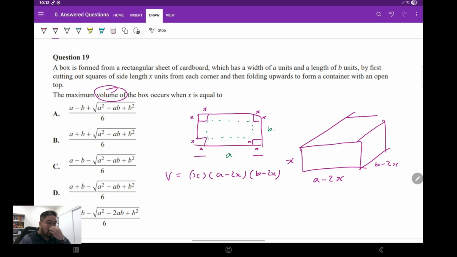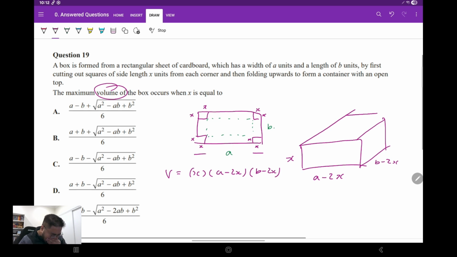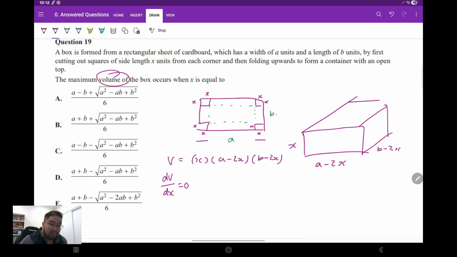Okay, now from here, we've got our volume formula, and we want to find the maximum volume, which means that we need to find when dV/dx is equal to 0. And once we find out what dV/dx is equal to 0, we can use our CAS to work that out. And using your CAS, you'll get an answer that's (A + B ± the square root of A squared minus AB plus B squared) over 6.